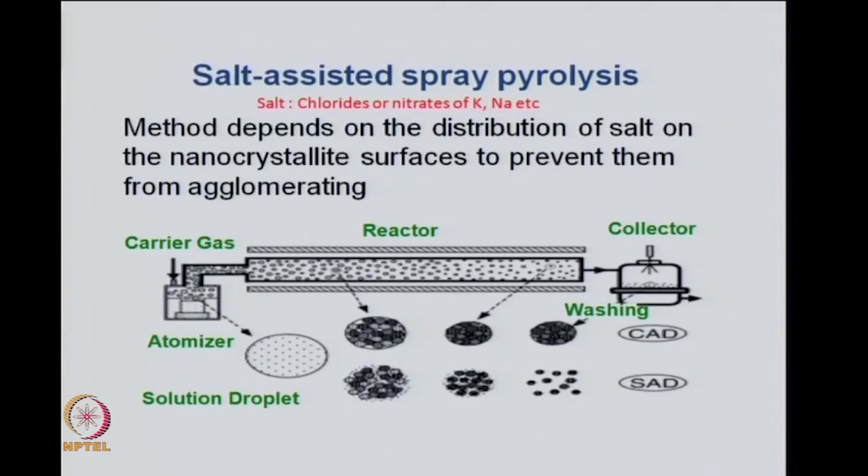Then another method is the salt assisted spray pyrolysis. This method is very simple. The same atomizer is there and carrier gas is there, and you come to the furnace which is the reactor, but you add some salts in the atomizer along with your solution. You add some potassium chloride, sodium chloride, these kinds of salts. So, when the salt is in the solution along with your precursor, the particles come to the reactor, that means some temperature is there.